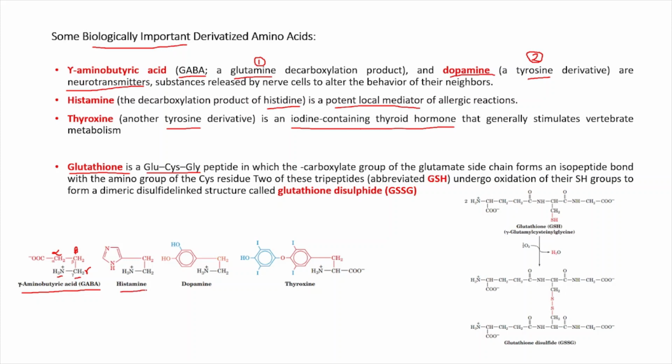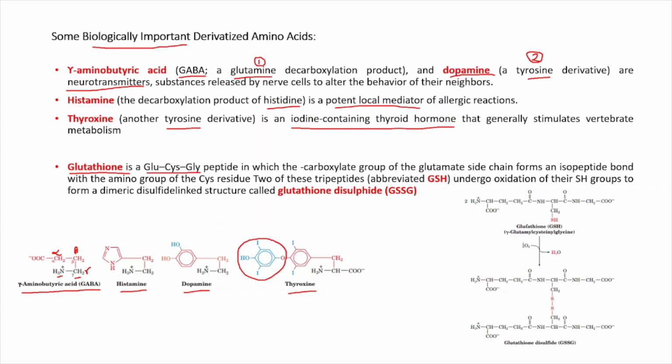Here we have the structure of histamine. As you can see, it has a very similar structure to histidine. Here we have the structure of dopamine, and here is the structure of thyroxine. In the case of thyroxine, I hope you can figure out that this group is very similar to the R group present in tyrosine. That is why thyroxine is a derivative of tyrosine.